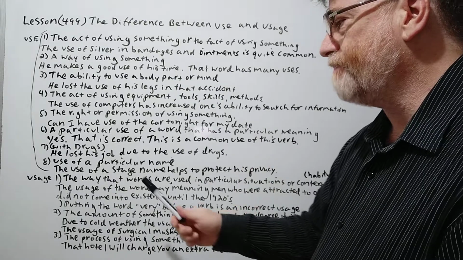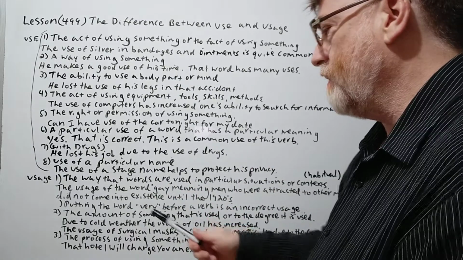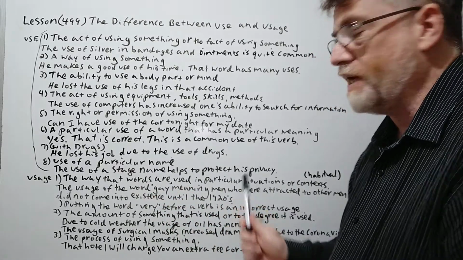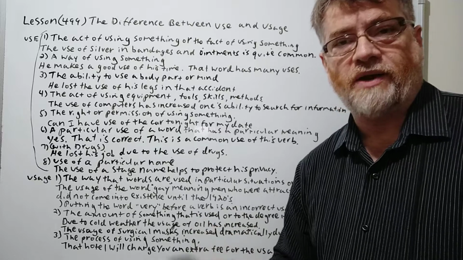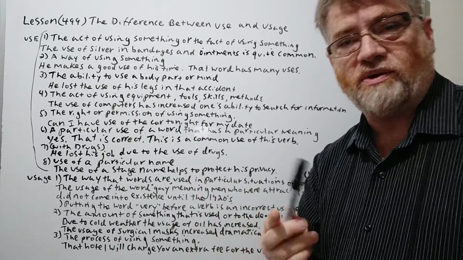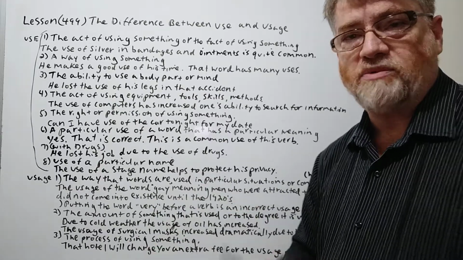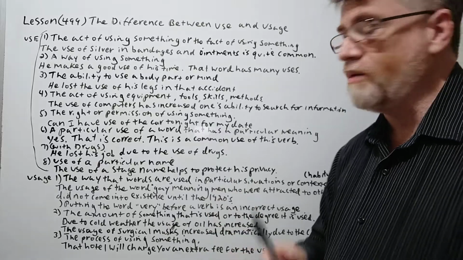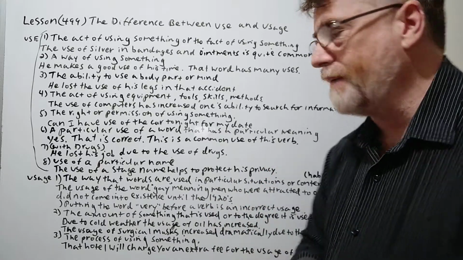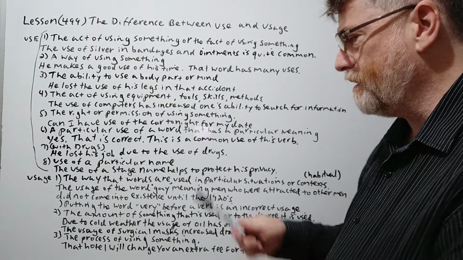All right, number 8. Use of a particular name. Okay. The use of a stage name helps to protect his privacy. So maybe in his regular life he could use his real name, but for his fans and everybody else, they know him by this other name, so it helps to protect his privacy. We wouldn't say the usage of a stage name. We'd say the use of a stage name. All right, now let's get to usage.